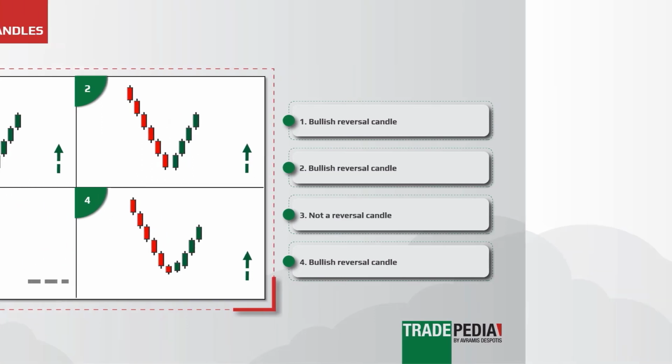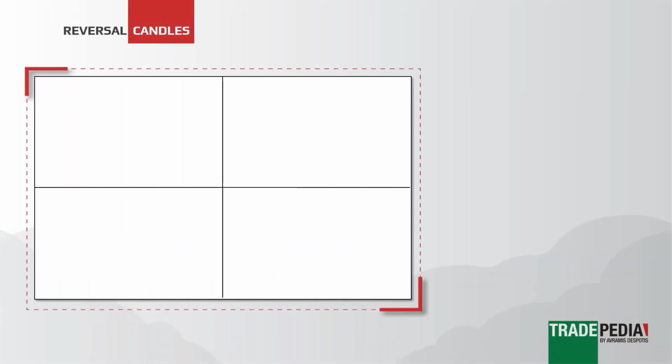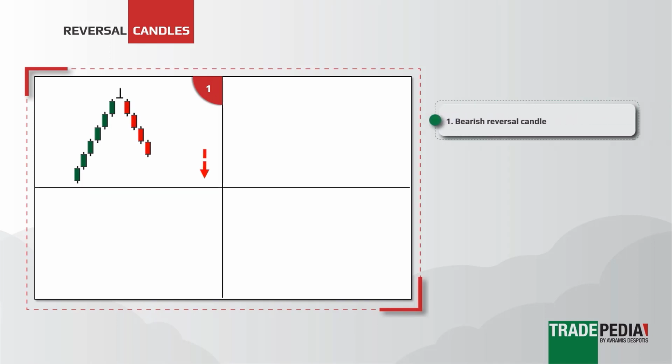A bearish reversal candle is simply a bearish candle with a big body, reversing the price action of the last green candle. In pattern number 1, notice how the red candle is closing with a big bearish body, and this is why it is considered a bearish reversal candle.